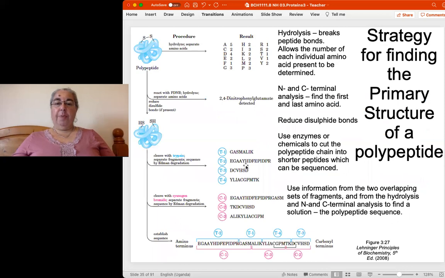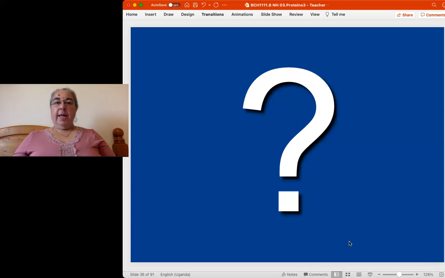So here's the overall picture again. Do make sure that you understand the procedure, what's going on, how we use the different parts of information to find the sequence of the whole long chain. And of course, here we only have quite a short polypeptide chain, but this same procedure can be used for long polypeptides, hundreds and hundreds of amino acids long. Okay, any questions on that?